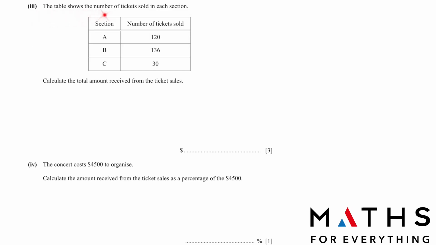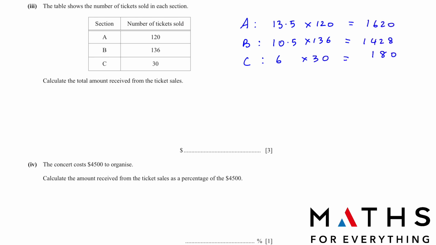Part 3, the table shows the number of tickets sold in each section. Section A, 120 tickets sold, B, 136, C, 30. Calculate the total amount received from the ticket sales. A very easy 3-mark question. Let's write down the cost of the tickets for section A, B, and C. Now we just have to multiply by the number of tickets sold. And we write the answer here. These are the answers we will get, and then you add it up. So $3,228.